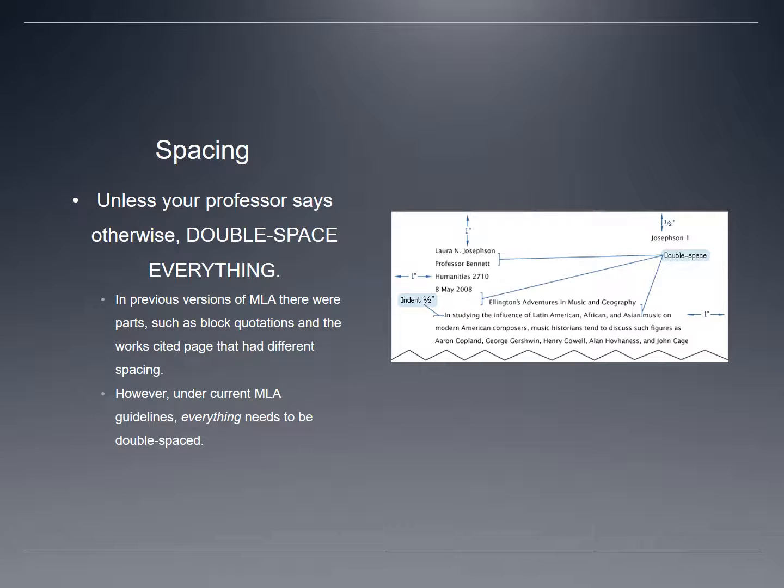Here's the part where students end up making mistakes most times. Unless your professor says otherwise, always double space everything. Let me say that again. Always exactly double space everything. In previous versions of MLA, there were some things that were single spaced, such as works cited entries, headings, block quotes. But under current MLA, and to be honest with you, current APA, everything is always double spaced.